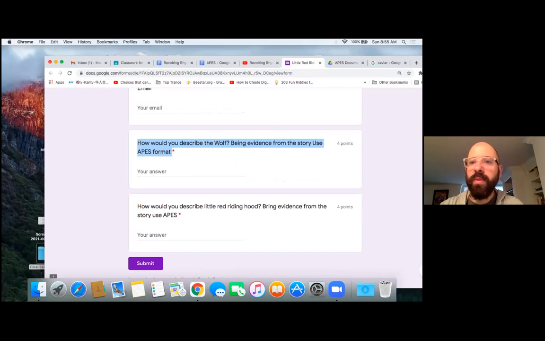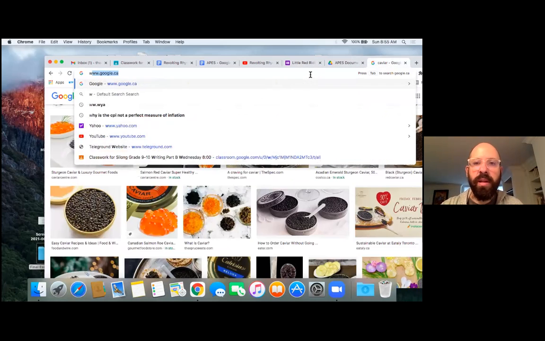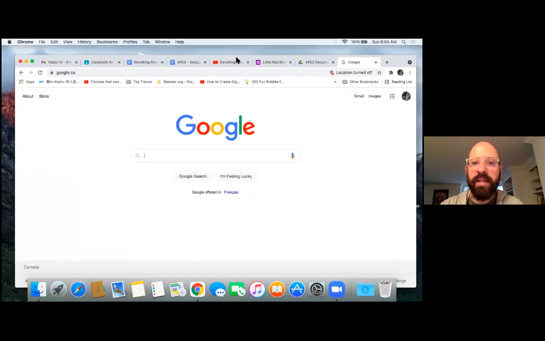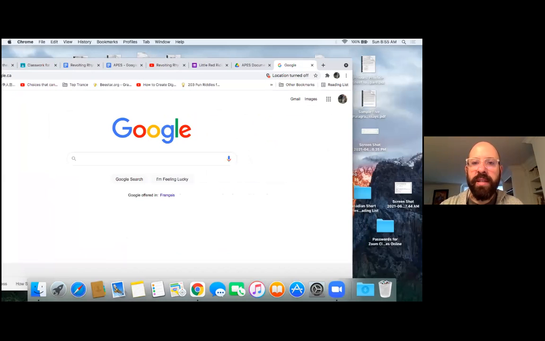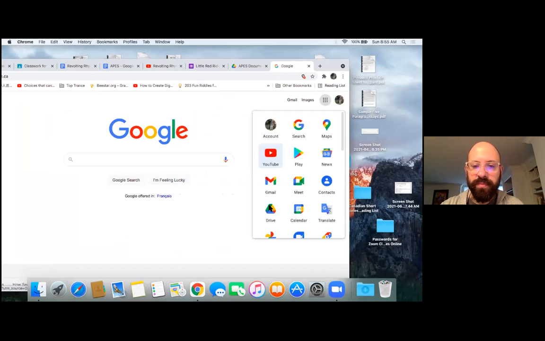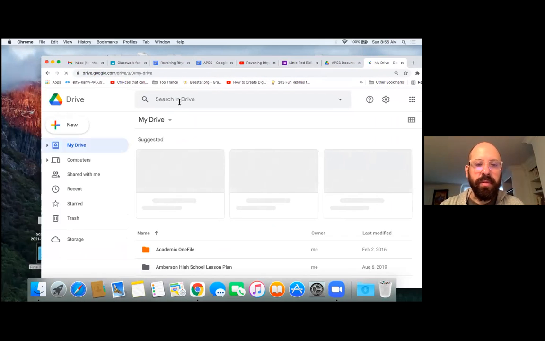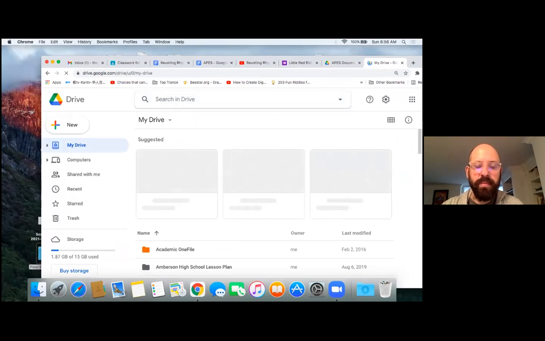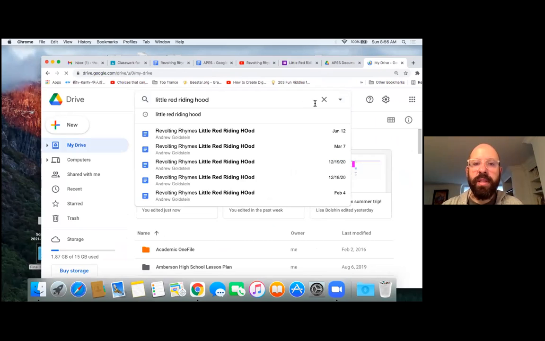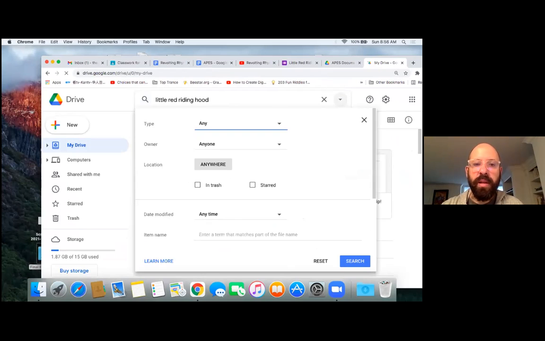Here, let me find it really quickly. I wasn't planning on showing it, but I'll just show you what another class could look like. If you don't mind, one second. I just want to show you another class just so you see what it might look like.